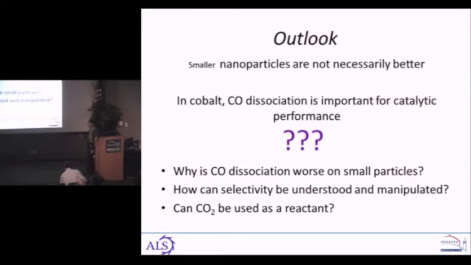And in summary about this study, we found that smaller nanoparticles are not necessarily better. One would think that smaller nanoparticles are better because they have a high surface area to volume ratio and you can make better use of the volume of material, but actually the catalytic activity goes away as you get too small. So there's an optimum size around 5 to 10 nanometers. And in cobalt, dissociation is an important factor in determining the catalytic performance.